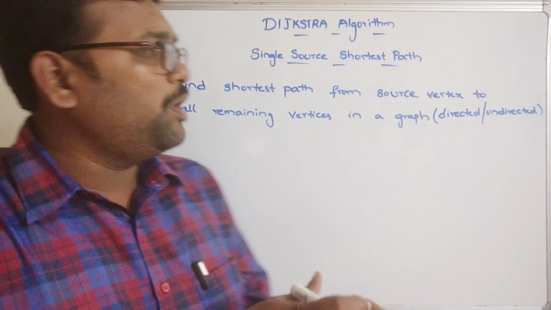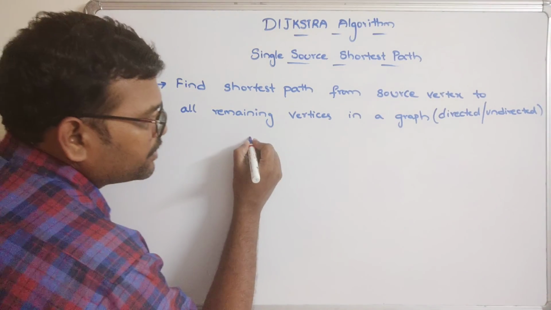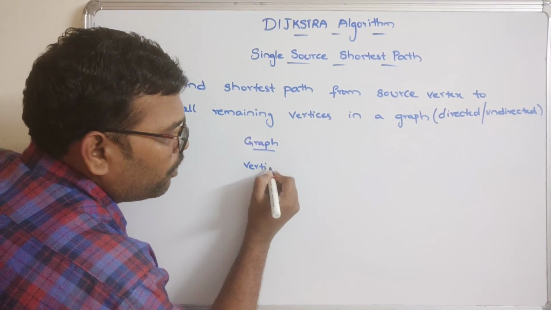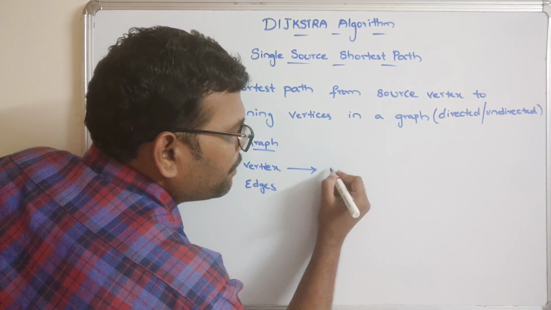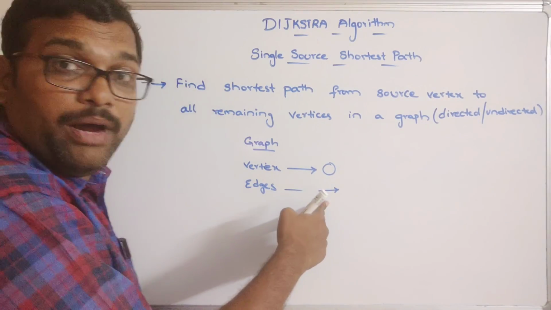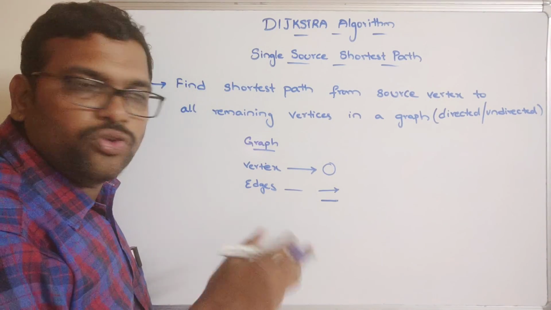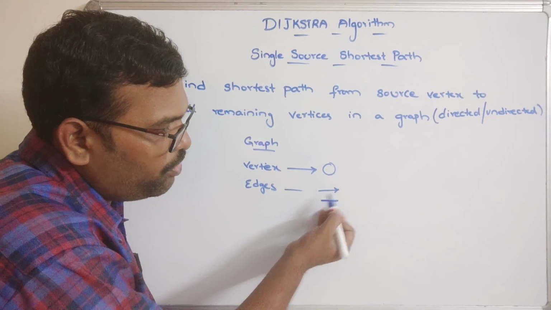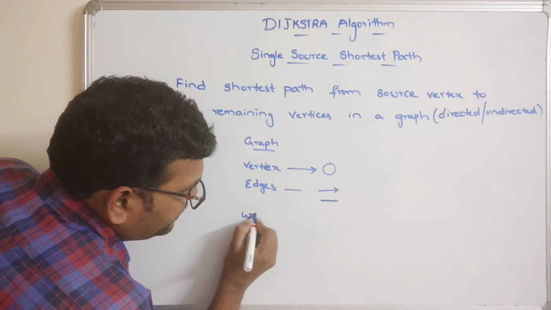Before going to this, let's have a small introduction about graphs. Graphs have vertices and edges. Vertices are represented as circles and edges are represented with arrow marks. So this is directed and this is undirected. If you are directing towards some particular vertex, that will be represented with an arrow, and if you are not directing, it will be like this. And weights.